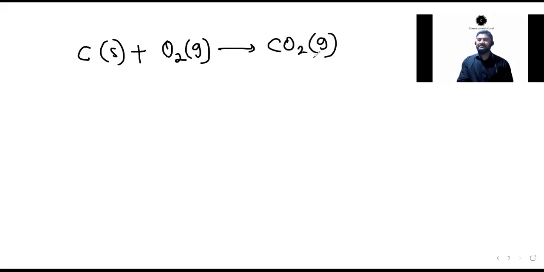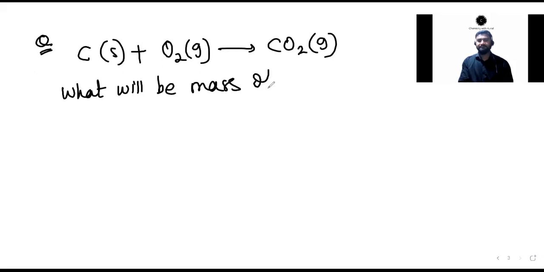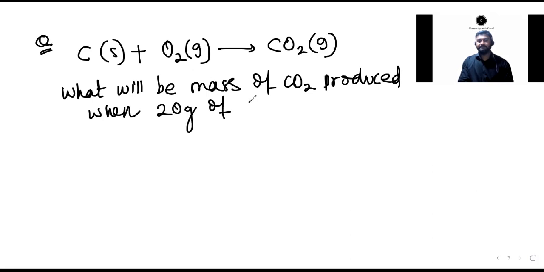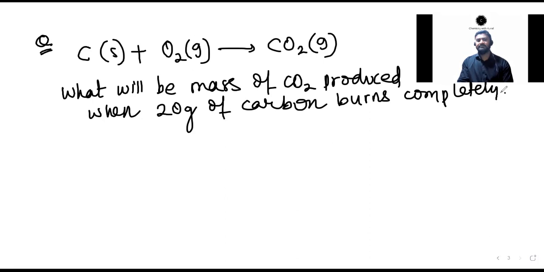First example. Suppose I have carbon reacting with oxygen to form CO2. Now, what are the steps I'll follow? So this is the question given: what will be the mass of CO2 produced when 20 grams of carbon burns completely? So suppose this is the question given to you and you have been asked to solve it.